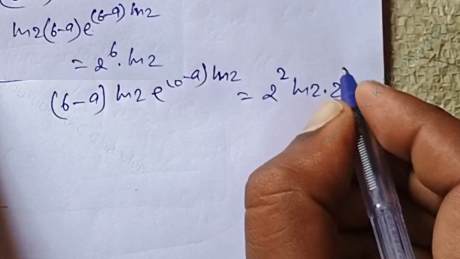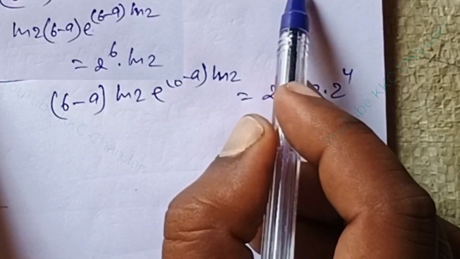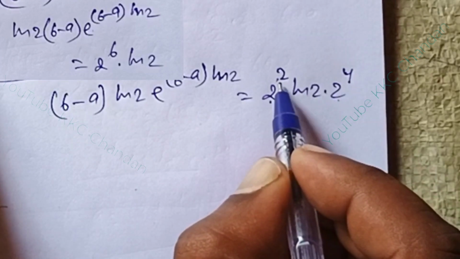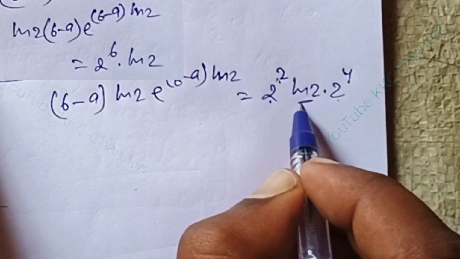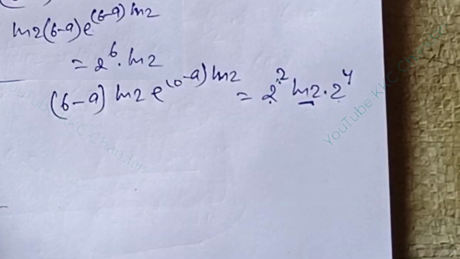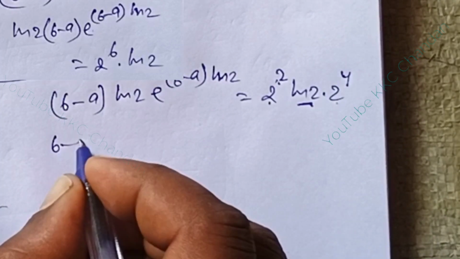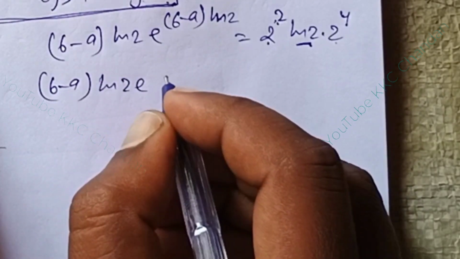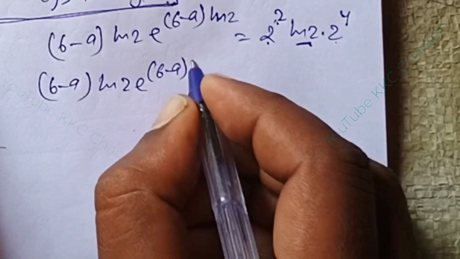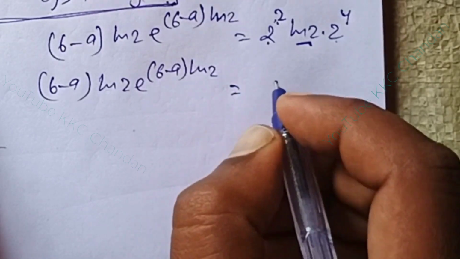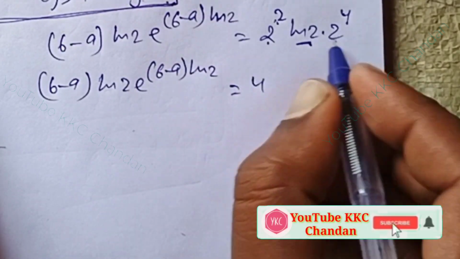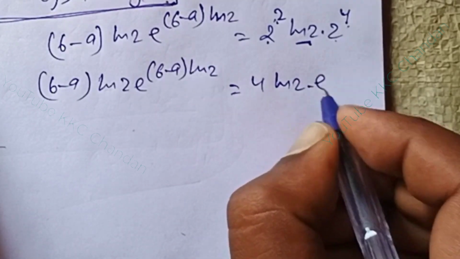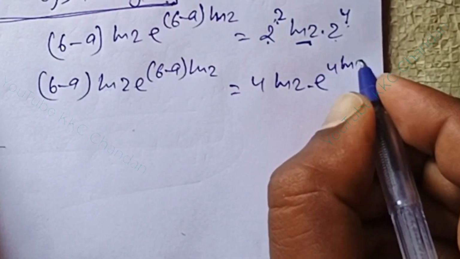into 2 power 4. See here, 2 power 6 means 2 power 2 into 2 power 4, which means 4 plus 2 is 6. Therefore here ln 2. In the next step, 6 minus a ln 2 e power 6 minus a ln 2 is equal to 4 ln 2 into e power 4 ln 2.